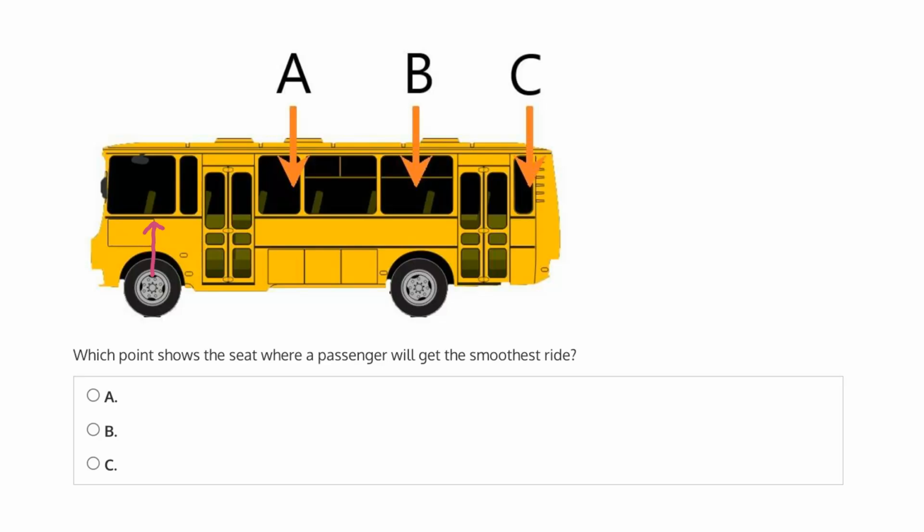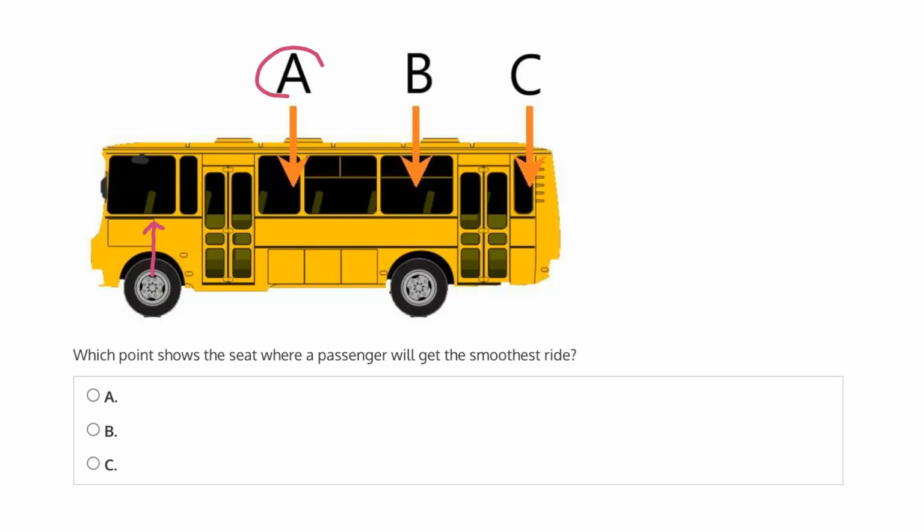And the consequence for the person sitting at each of these positions will be as follows. For somebody sitting at position C, the back of the bus, this will see the greatest vertical displacement, and it will be a vertical displacement downwards. The second largest vertical displacement will be for somebody sitting at position B, as, again, the back of the bus will also be going downwards, and therefore B will see the second largest vertical displacement.